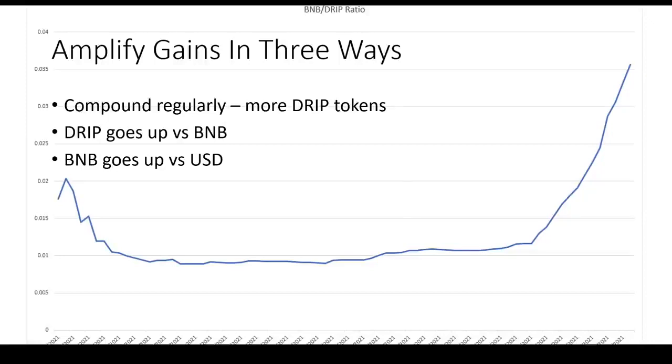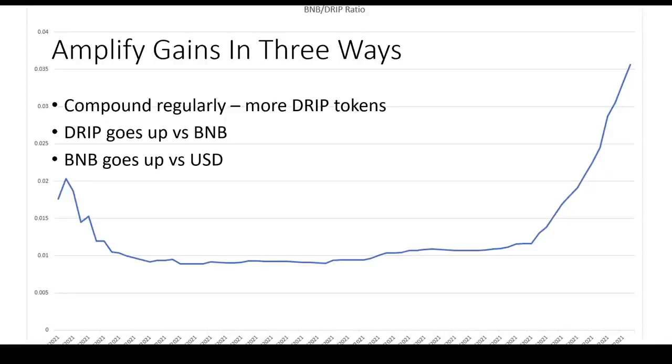The point of this is to act as a store of value, and it gives you a way to amplify your gains in 3 different ways. All of these ways can be happening simultaneously. There's no guarantee in markets, so these 2 down here are not guaranteed. But the compounding function, that is guaranteed. That is hard-coded into the smart contract, which is immutable. It's written in stone on the Binance Smart Chain blockchain.